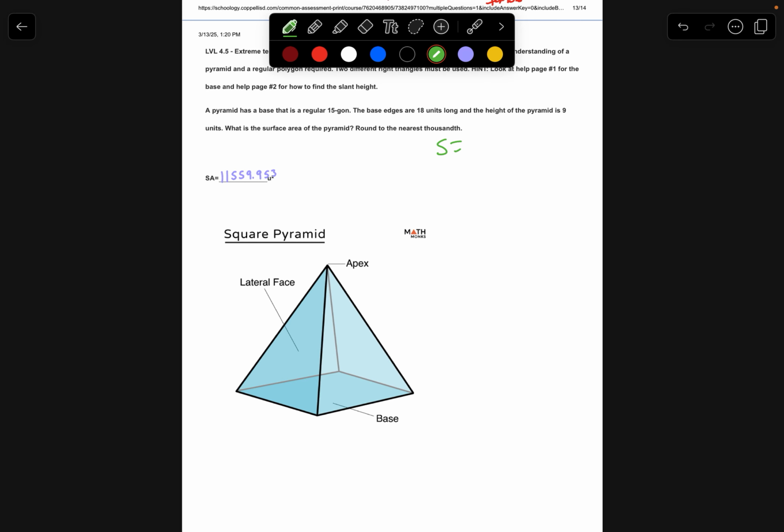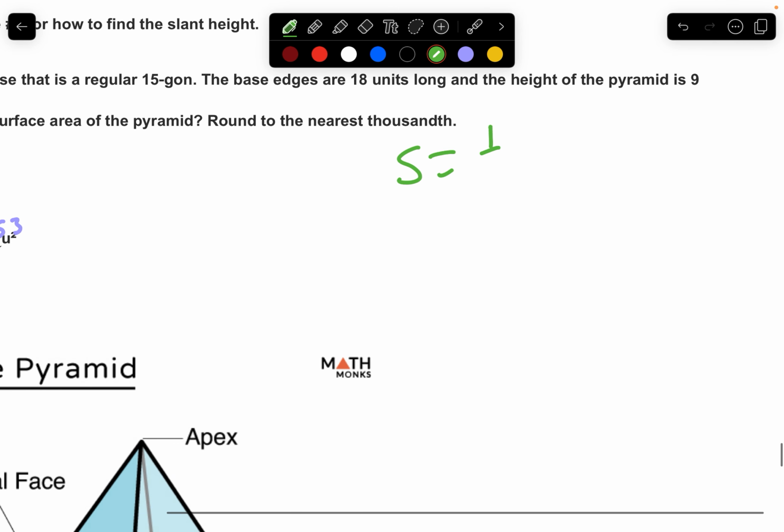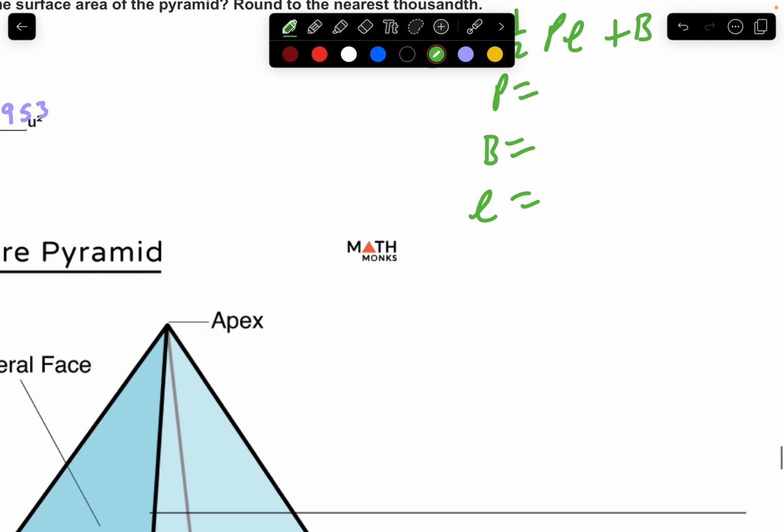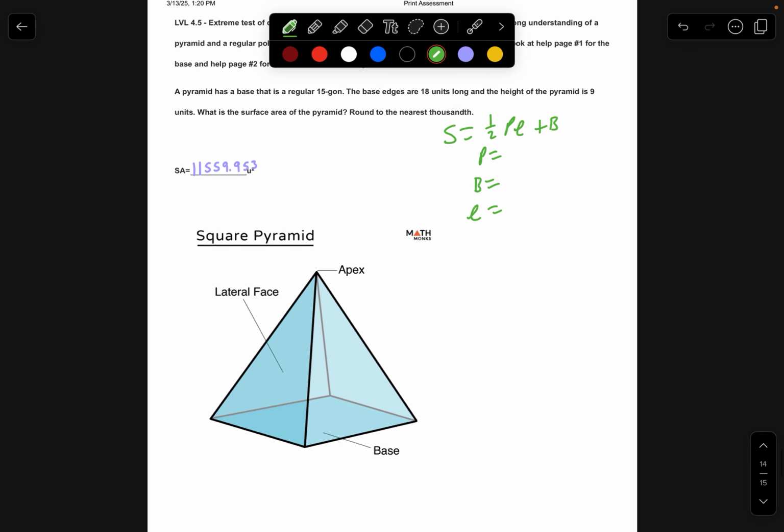So surface area of a pyramid is 1/2 PL plus B. We need P, we need B, and we need L. And I'm going to focus on the L part first. The L, so what do we have here? It says that the height is 9. This is not easy, my friends.